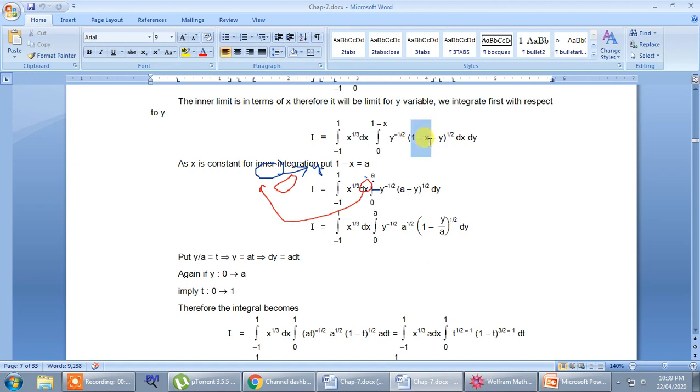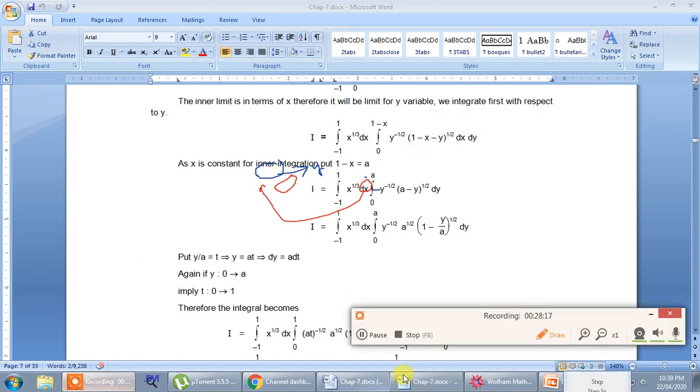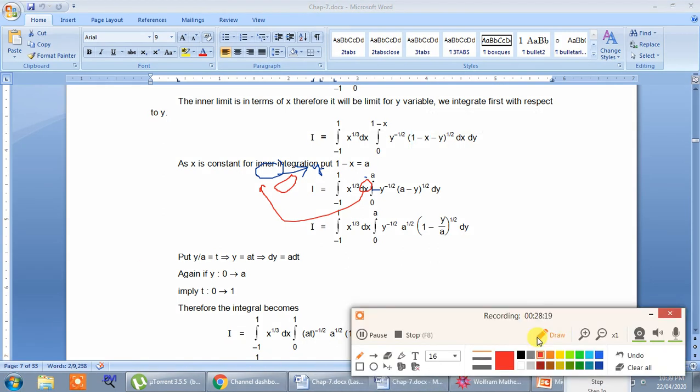Now this integration can be very easily solved by just letting, I am saying letting, it is not a substitution, it is just a temporary adjustment. So I am going to let 1 minus x equal to a. So here is your a, so this is a and this also is a. So the integration now becomes 0 to a, y raised to minus 1 by 2, a minus y raised to 1 by 2 dy. So this term is acting as a and this term is acting as a.